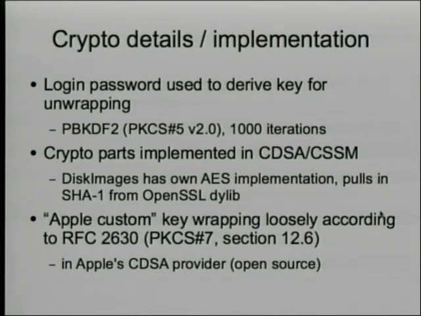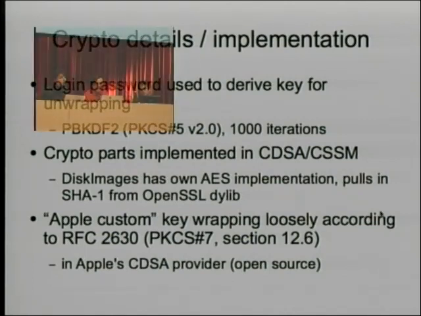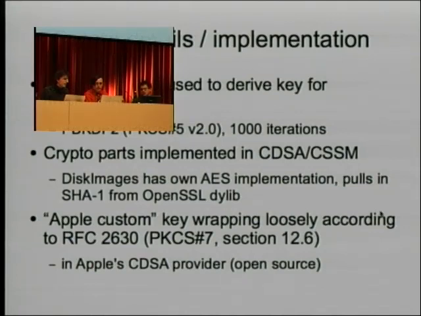What they use for deriving the key for unwrapping the other keys is something called PBKDF2. That's a very standard algorithm in the RSA PKCS5 series of algorithms. And they use this algorithm parameterized with 1,000 iterations, which is kind of low. But you don't want to wait forever for your disk image to attach, so that's probably why they chose a low number of iterations.